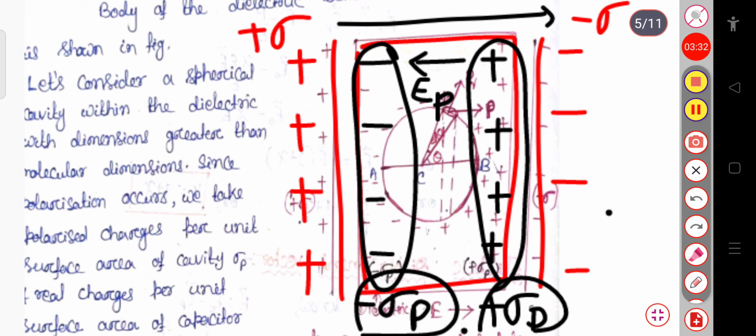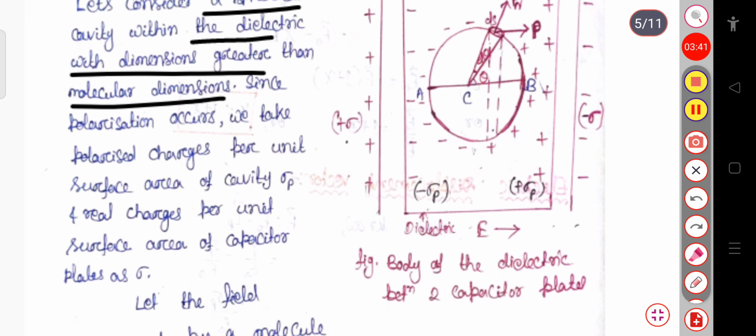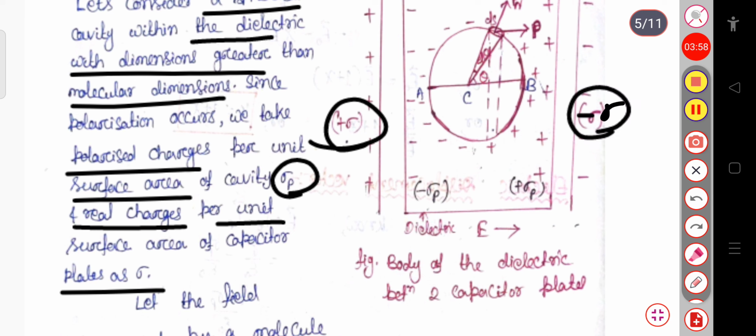So let us consider a spherical cavity within the dielectric with dimensions greater than the molecular dimension. Since the polarization occurs, we take the polarized charges per unit surface area of the cavity as sigma p, and the real charges per unit surface area of the capacitor plate as sigma. So these are your real charges, plus sigma and minus sigma, and because of the dielectric, the surface charge density will be plus sigma p and minus sigma p.